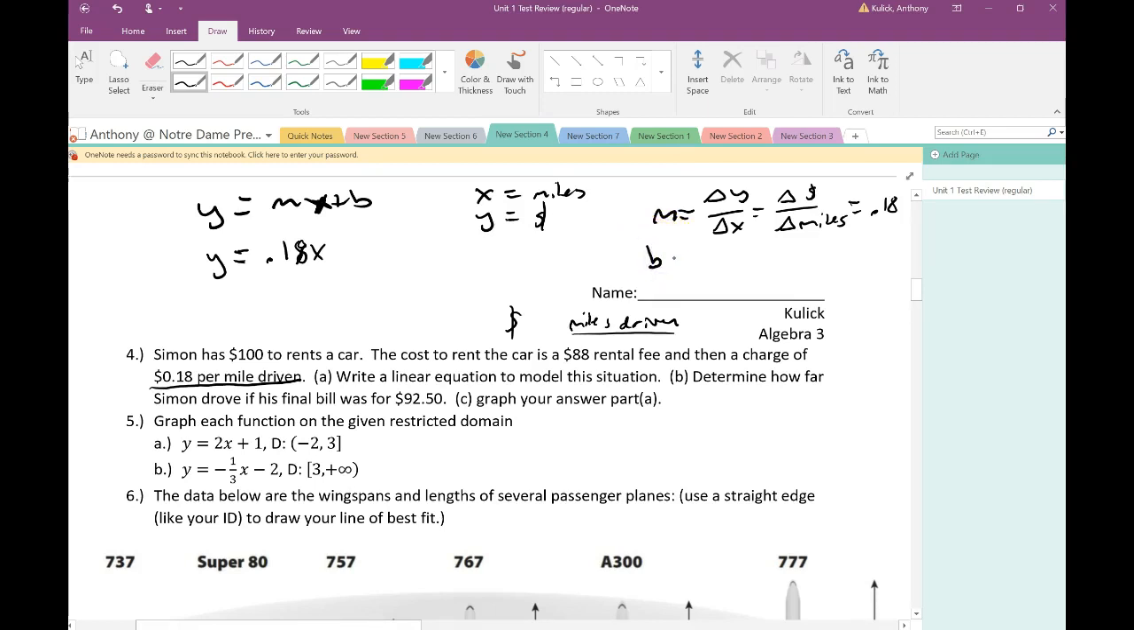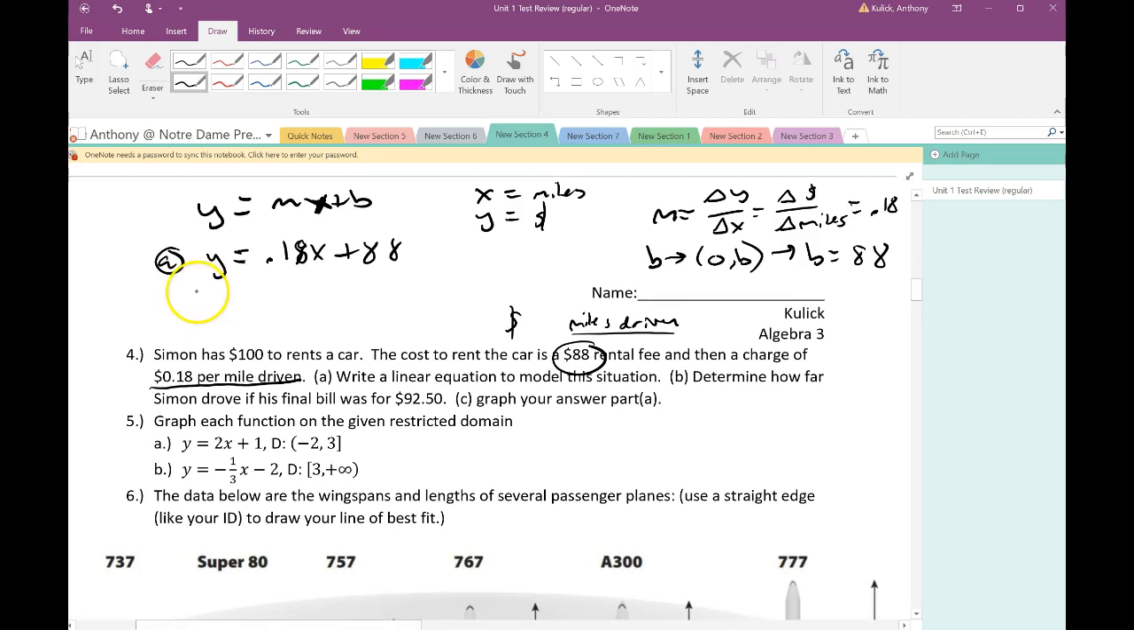The value b, remember, is the y-intercept. So that's the value of y when x is 0. So what is my cost to rent the car if I've driven 0 miles? It tells us we pay $88 no matter what. So that's my b, because I pay $88 if I drive the car 0 miles. So that's my answer for A. Okay with how I got there, Abigail?